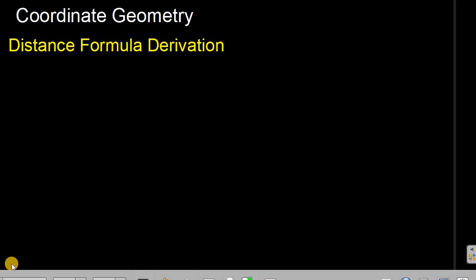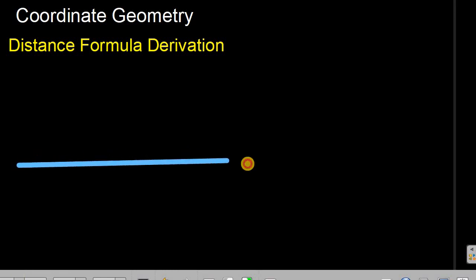Today we'll see the derivation of the distance formula, one of the beginning topics of coordinate geometry. So what are coordinates? A coordinate could be defined as the value or a set of values that shows the exact position of a point or a set of points. On graphs, it is usually a pair of numbers.